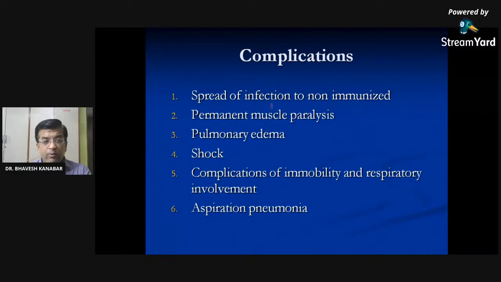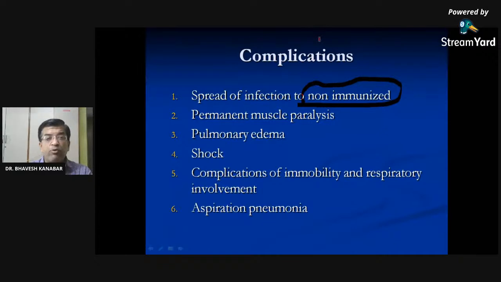Complication of polio: spread of infection to non-immunized children, but this is not nowadays a problem because all children are immune by polio vaccine. It is given at birth as well as at 1.5 months, 2.5 months, and 3.5 months, and booster doses are also given between 16 to 24 months.